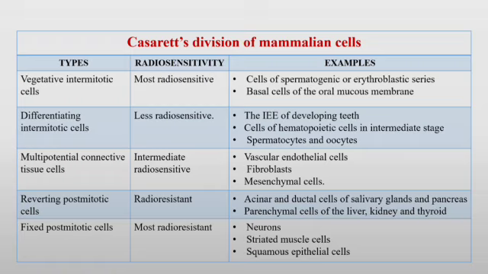Next is the multipotential connective tissue cell, which are intermediate radiosensitive and they include vascular endothelial cells, fibroblasts and mesenchymal cells. The fourth one is reverting postmitotic cell, which are radio resistant and they include acinar and ductal cells of salivary gland and pancreas, parenchymal cells of the liver, kidney and thyroid. Fifth one is fixed postmitotic cell, which are most radio resistant and they include neurons, striated muscle cells and squamous epithelial cells.